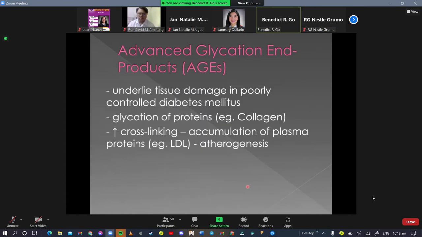Now, advanced glycation end products, we'll term that AGEs, underlie tissue damage in poorly controlled diabetes mellitus. And the glycation of proteins, for example, collagen, which is the most common example in Harper's, causes increased cross-linking of your collagen. Increased cross-linking of the collagen causes accumulation of plasma proteins. And in the example given in Harper's, LDL is accumulated in your blood vessels, promoting what is called atherogenesis.